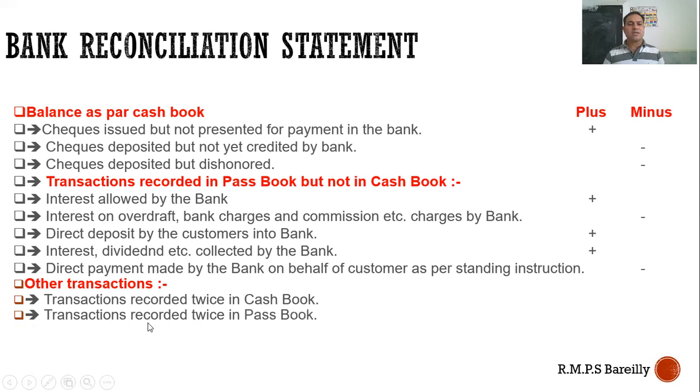Next is a transaction recorded twice in the passbook. The bank may also record a transaction twice, so it may be plus, it may be minus. Next, error of recording a wrong amount. Sometimes we record the transaction, but we record a lesser or higher amount. So it depends which amount is recorded lesser or higher. It will be plus or minus.